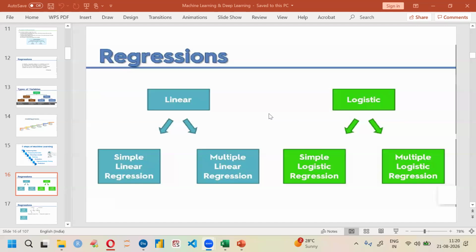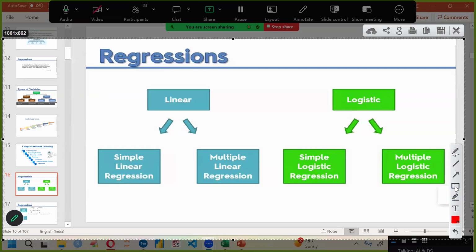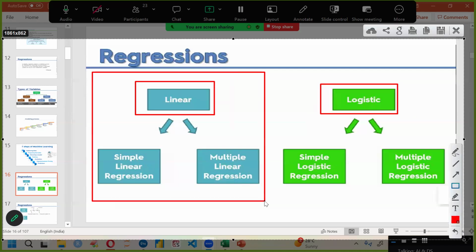And do remember, guys, regression is broadly classified into two categories: one is linear regression and another is logistic regression. What is the difference between linear regression and logistic regression? In linear regression, we will find a numerical output, and in logistic regression, we find an output in the form of a Boolean one, either true or false, yes or no, something like that. Fine. So we are first focusing on linear regression.